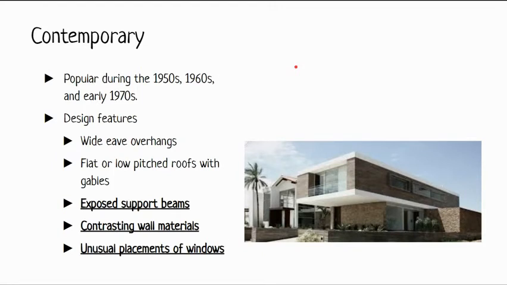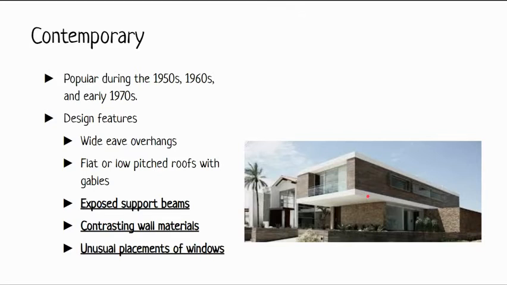So the contemporary style was popular during the 50s to the 70s. Its design features are going to be the wide eave overhangs and the flat or low pitched roofs with gables. So this one right up here is a flat roof, and obviously all back through here. Here is one of those low pitched roofs. So it liked to mix and mingle with these different types of roofs. They sometimes had exposed support beams. They had contrasting wall materials, like you see right here. And then they also did an unusual placement of windows. They put windows where it made sense, even if on the outside it's not usually symmetrical.